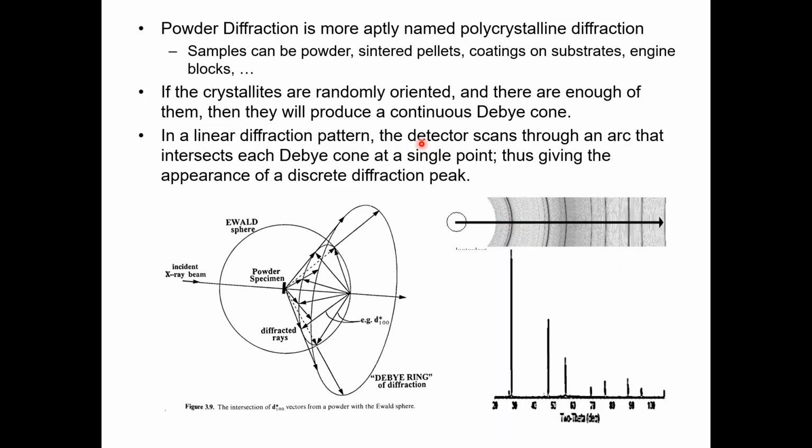We have two conditions. First, if the crystallites are randomly oriented and there are enough of them, then they will produce a continuous Debye cone. Here is the continuous Debye cone. The other condition is that in a linear diffraction pattern, the detector scans through an arc that intersects each Debye cone at a single point, thus giving the appearance of a discrete diffraction peak. You can see it here.